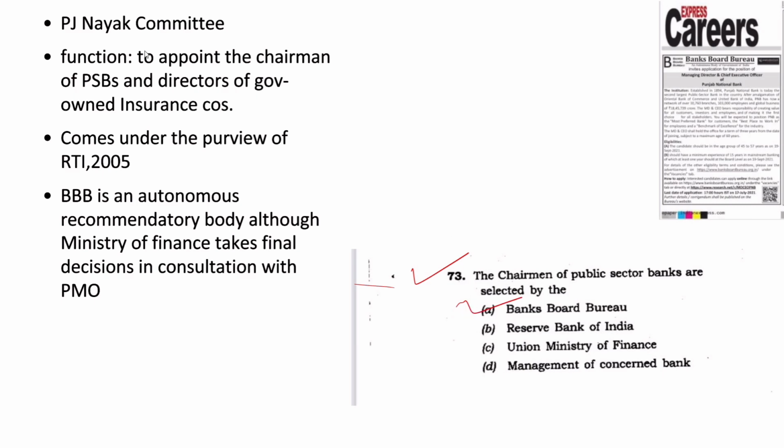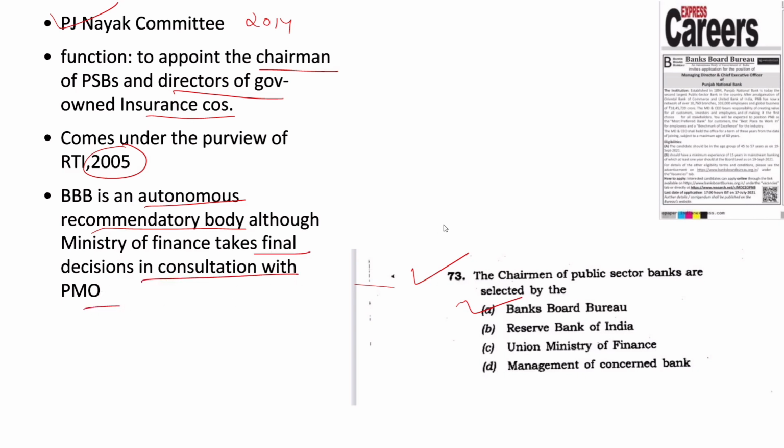The Bank Boards Bureau, or BBB, was formed after the recommendation of the PJ Nayak Committee in 2014. It functions to appoint the chairman of the public sector banks and the directors of government-owned insurance companies. The BBB comes under the purview of the RTI Act 2005. It is an autonomous recommendatory body, although the Ministry of Finance takes the final decision in consultation with the PMO.